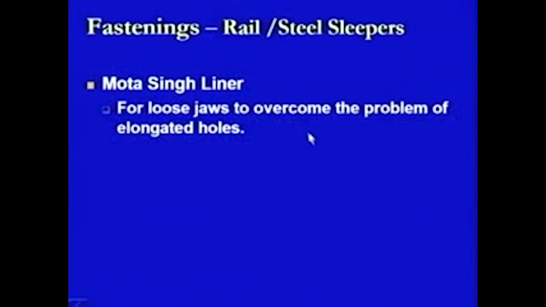This is used for loose jaws so as to overcome the problem of elongated holes. What happens in this case is that once the loose jaws are provided and the holes through which some other fixtures have been inserted, slowly those holes start becoming elongated or bigger, and as soon as this happens, there is a loosening effect which comes into the overall fixture.